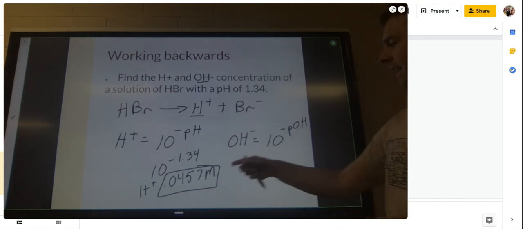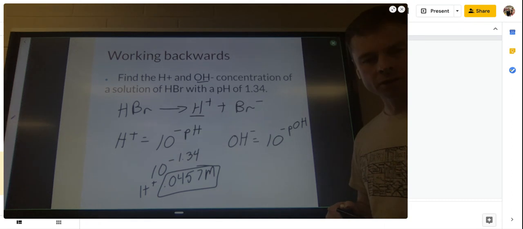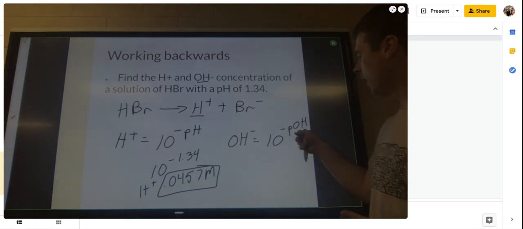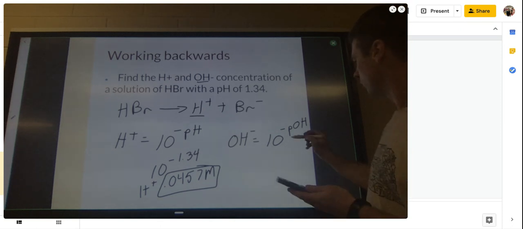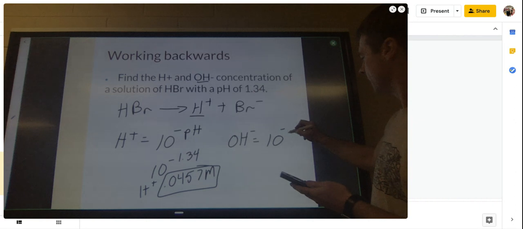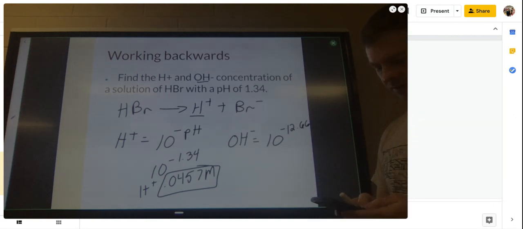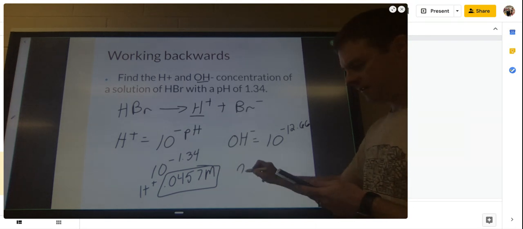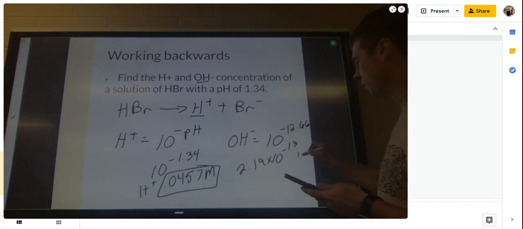If I want to find the OH concentration, I have two ways in which I can do that. I can plug that into Kw and use the Kw that we did earlier, or I can find the pOH of this solution. So 14 minus 1.34 is 12.66, and I just take 10 to the negative 12.66. So 10 to the negative 12.66 is going to give us 2.19 times 10 to the negative 13 molar.